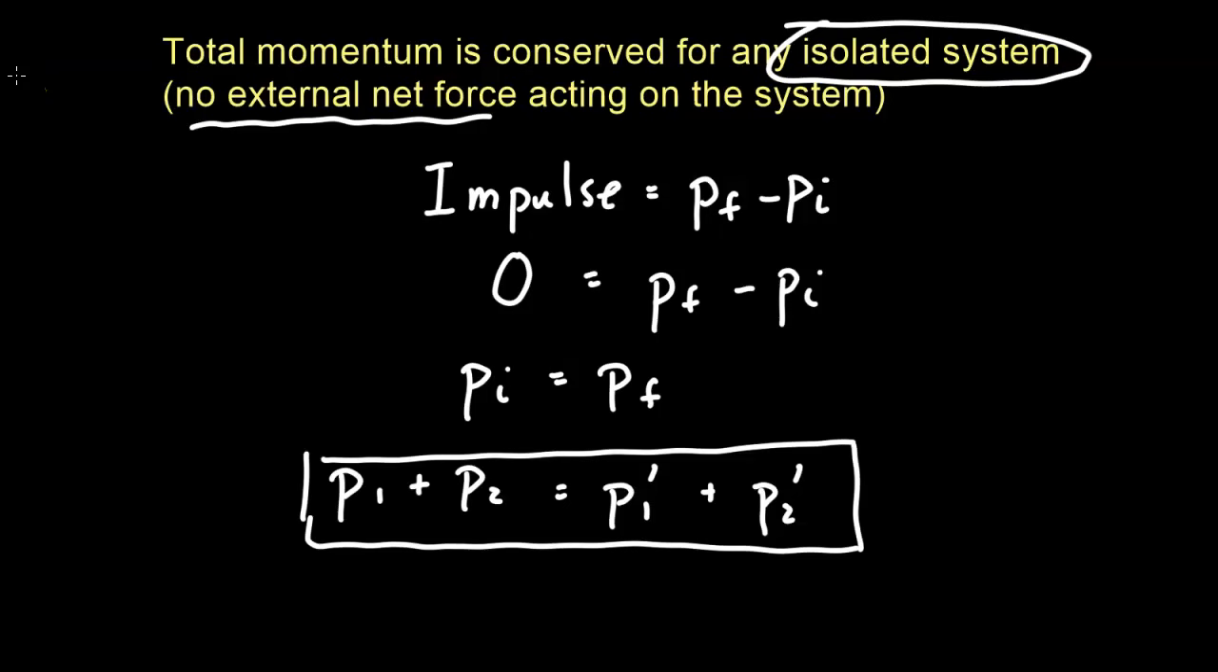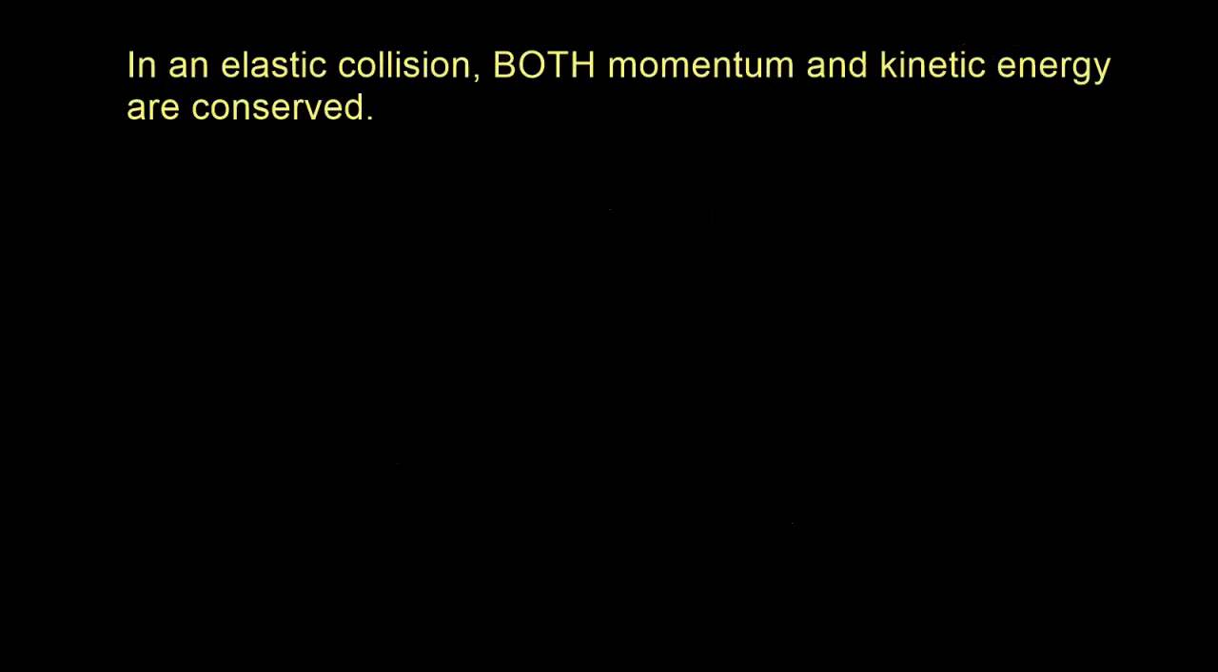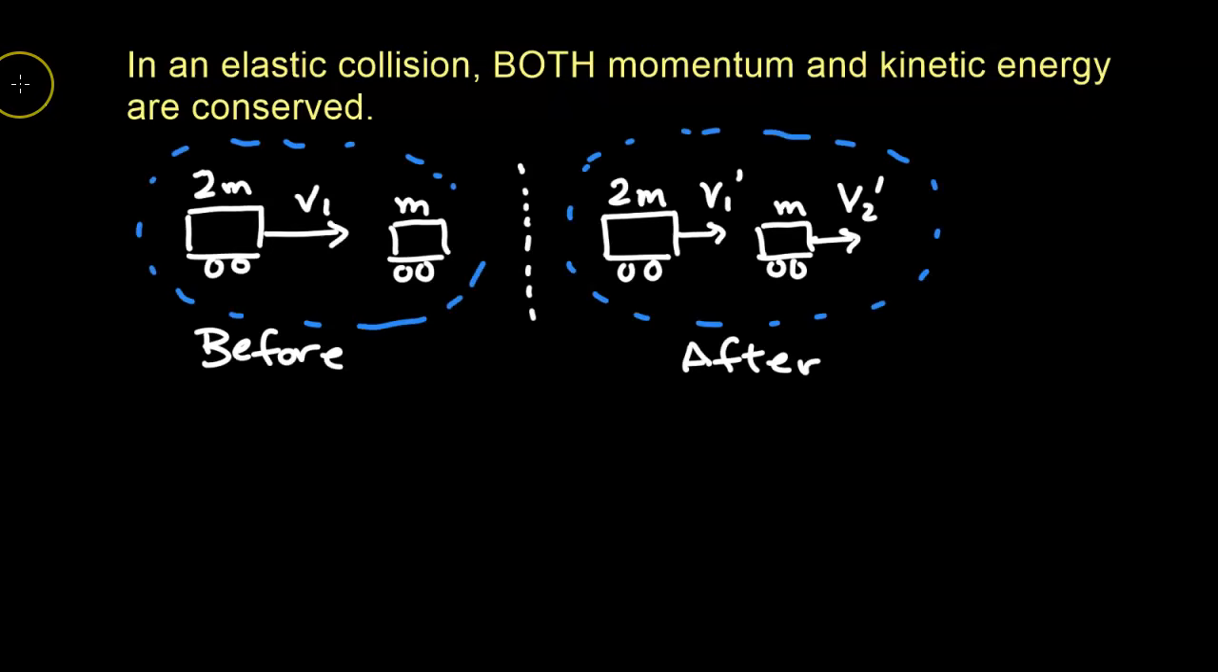Next, we'll look at some situations where the momentum is conserved. When we say that momentum is conserved, we're saying that the initial momentum equals the final momentum. But we have a special case called an elastic collision. In this case, both momentum and kinetic energy are conserved. Here we have a situation where one cart, which has twice the mass of the second cart, is traveling towards the right at a velocity v1, bumps into object 2, which has zero velocity, and then after they bump into each other, the second cart starts to move, and the first cart continues moving towards the right.